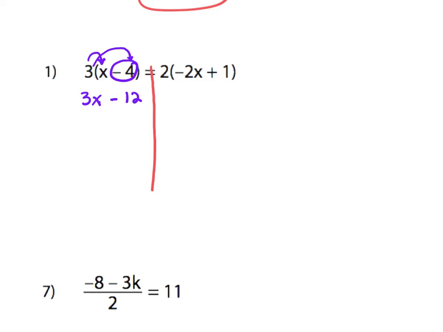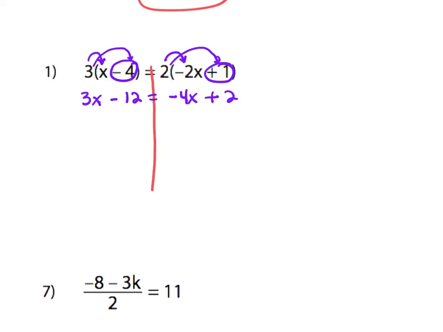So on the next side, we're going to distribute also. We have 2 times negative 2x, that's going to be negative 4x, and then we have 2 times positive 1, and that would be plus 2. So in this particular problem, we have a term on both sides that has the variable x.